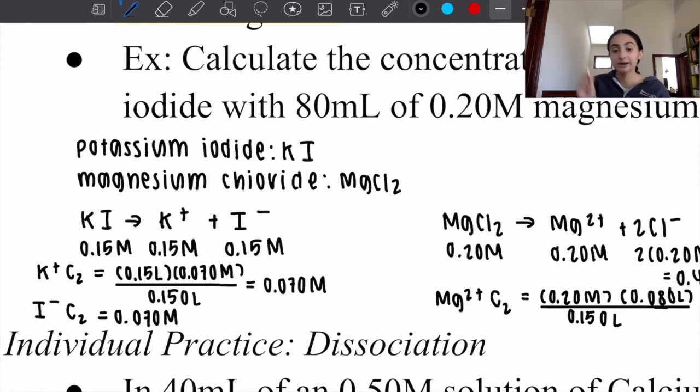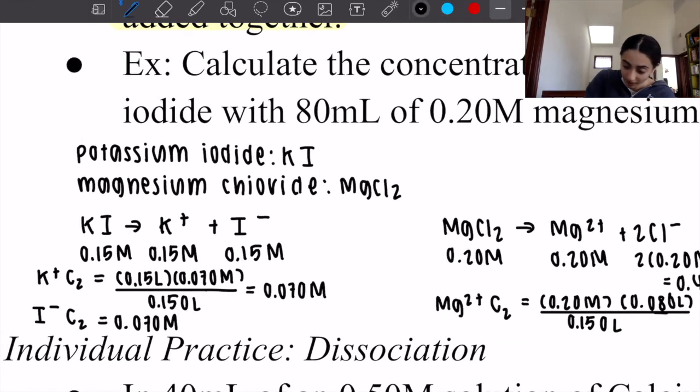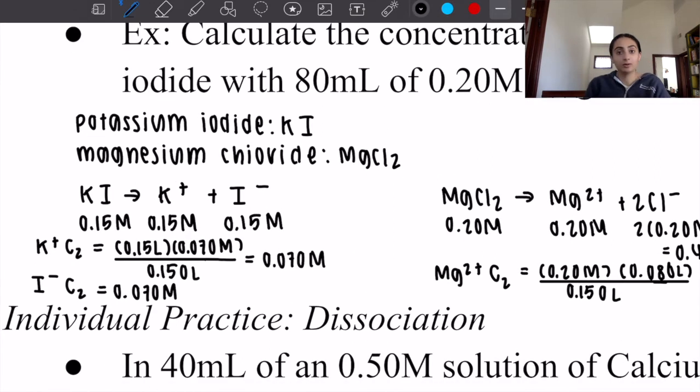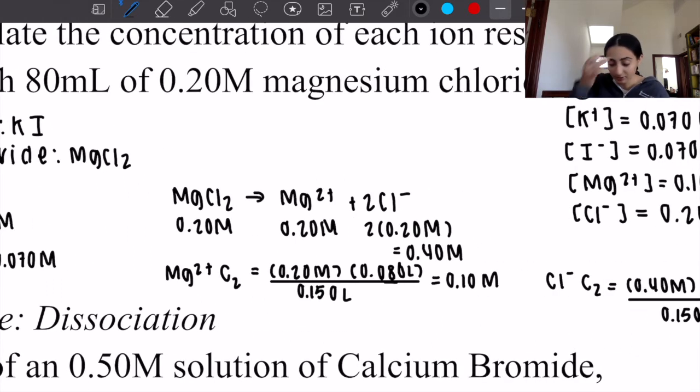So I dissociated potassium iodide into K+ and I-. And because the coefficient in front of both of those ions is just a 1, you do not need to multiply 0.15 by anything. The concentration initially of both of those ions is 0.15 molarity. Now let's go to MgCl2. That dissociates into Mg2+ plus 2Cl-.